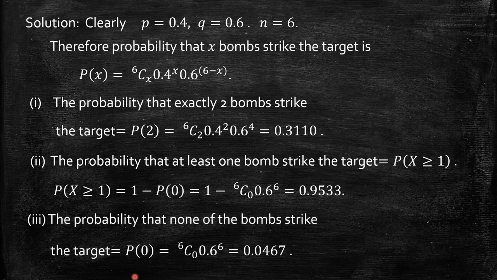The last sub question here is the probability that none of the bombs strike the target. None means x equal to 0. So p of 0 is, as we have already taken here, 6C0, same thing, 0.6 power 6, substituting x equal to 0 over here, which gives 0.0467.